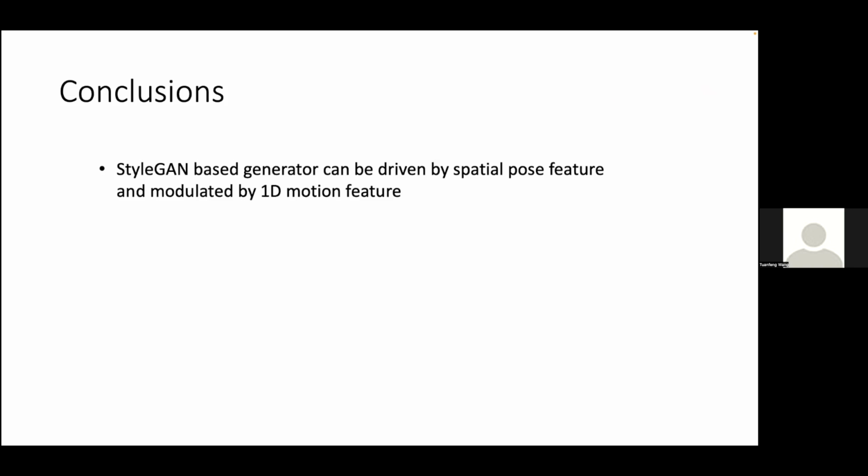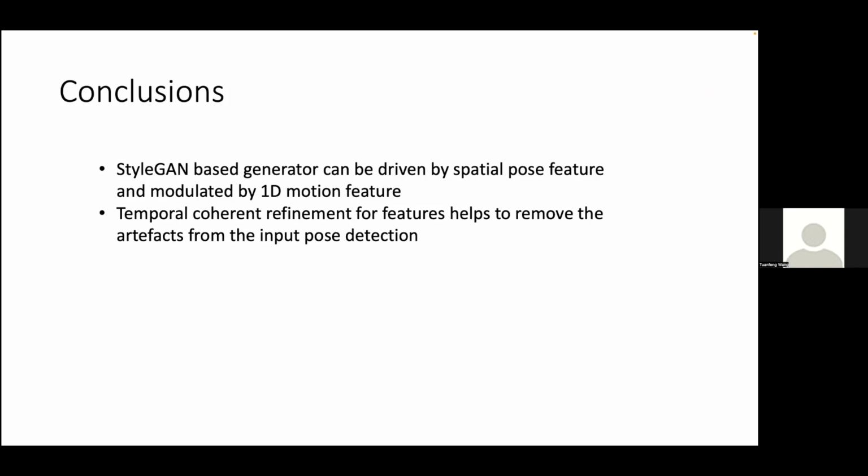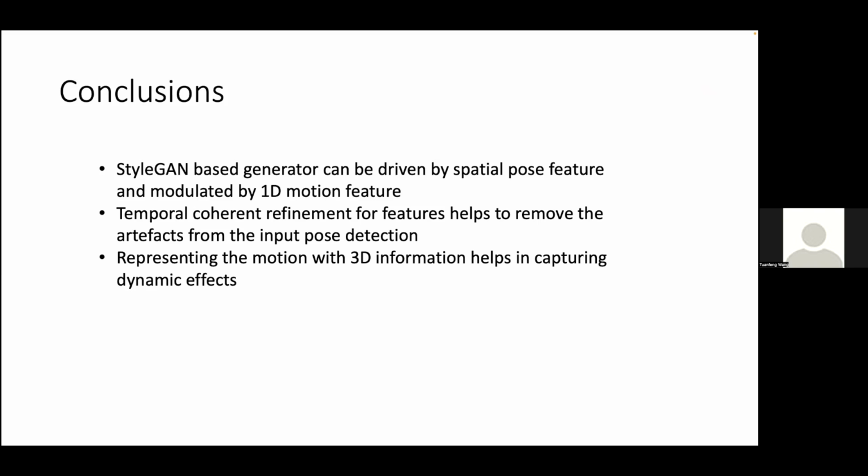In terms of the conclusion, the first thing is we can use StyleGAN to generate the plausible appearance from the pose and also modulate it with motion. And we can use motion to refine the unstable pose detection. And the last thing is we can use some 3D information to represent the character, which is also very efficient for us to learn in the 2D synthesis task.